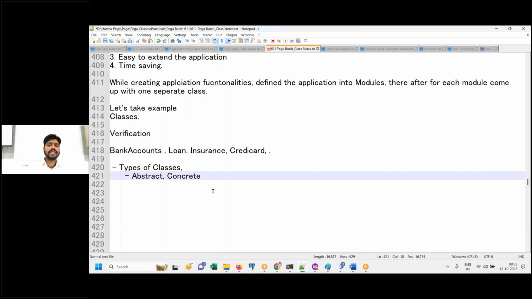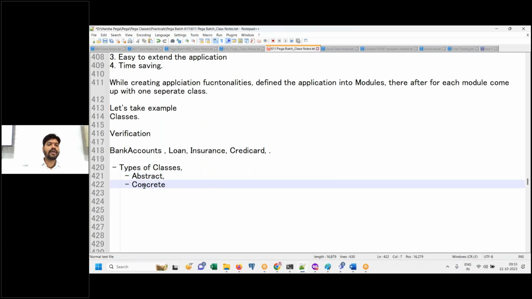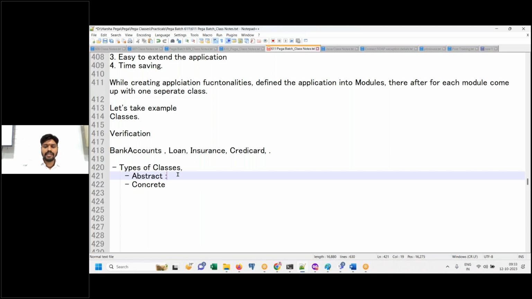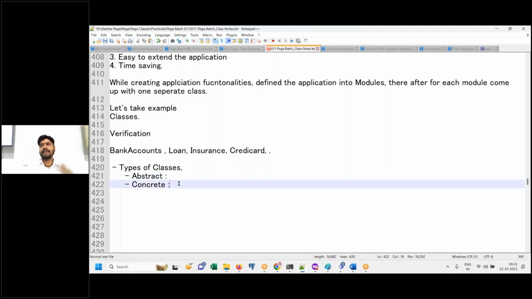There are two types. One is abstract, another one is concrete class. Remember one thing, a class is a class whether it is any type. Leave the words abstract and concrete. Both are classes, meaning both will have functional components, both will have attributes. Execution behavior will not be there for abstract classes.